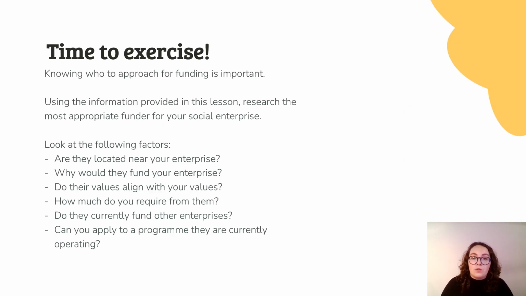Knowing who to approach for funding is important. Using the information provided in this lesson, research the most appropriate funder for your social enterprise. Look at the following factors. Are they located near your enterprise? Why would they fund your enterprise? Do their values align with your values? How much do you require from them? Do they currently fund other enterprises? Can you apply to a program they are currently operating?